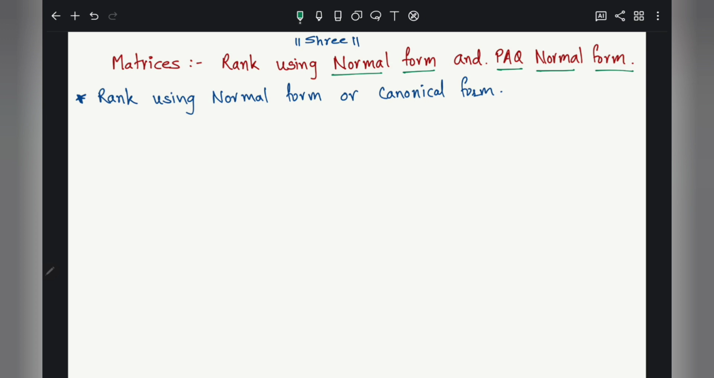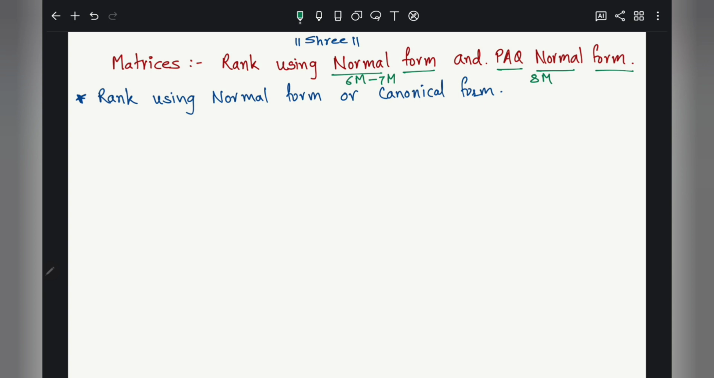So today I have come up with a new topic from matrices, that is rank using normal form and PAQ normal form. So again, from an exam point of view, this is a very important topic. There will definitely be one question on normal form and PAQ normal form. PAQ normal form is mostly an 8 marks question, or a normal form 6 to 7 marks question will be asked. So for exams, this is one of the very important topics and can be studied in a very short time. So today we are going to do the same.